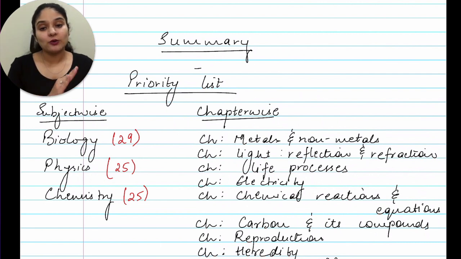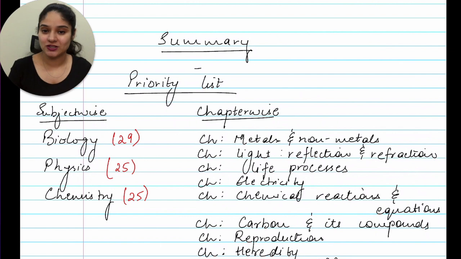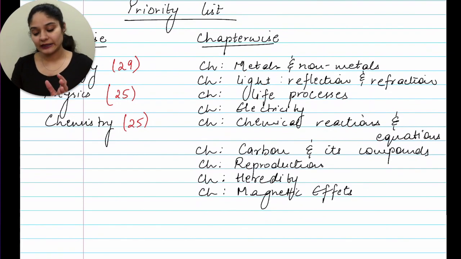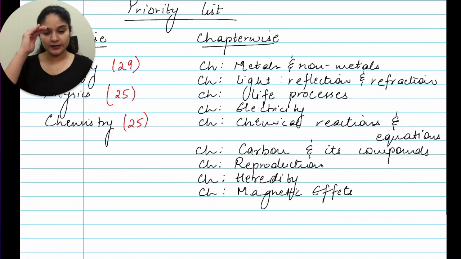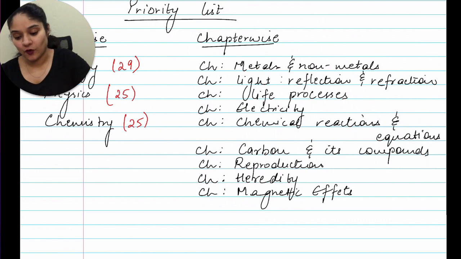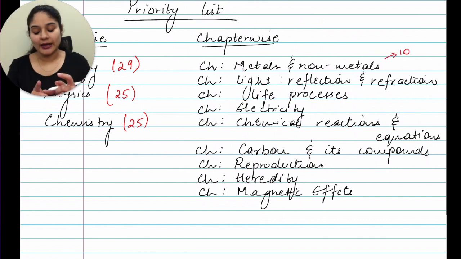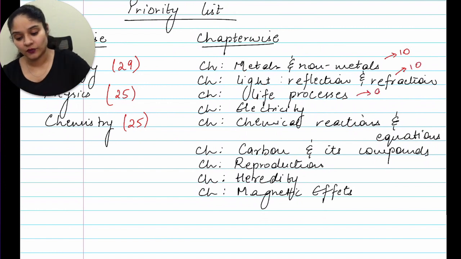Now, if you are prioritizing chapter wise like the majority of the population, then I have this list of chapters in the correct sequence that you should be preparing them. For example, if we start with Metals and Non-metals, this chapter is coming for 10 marks. Light, Reflection and Refraction is coming for 10 marks again. Life Processes is for 9 marks.